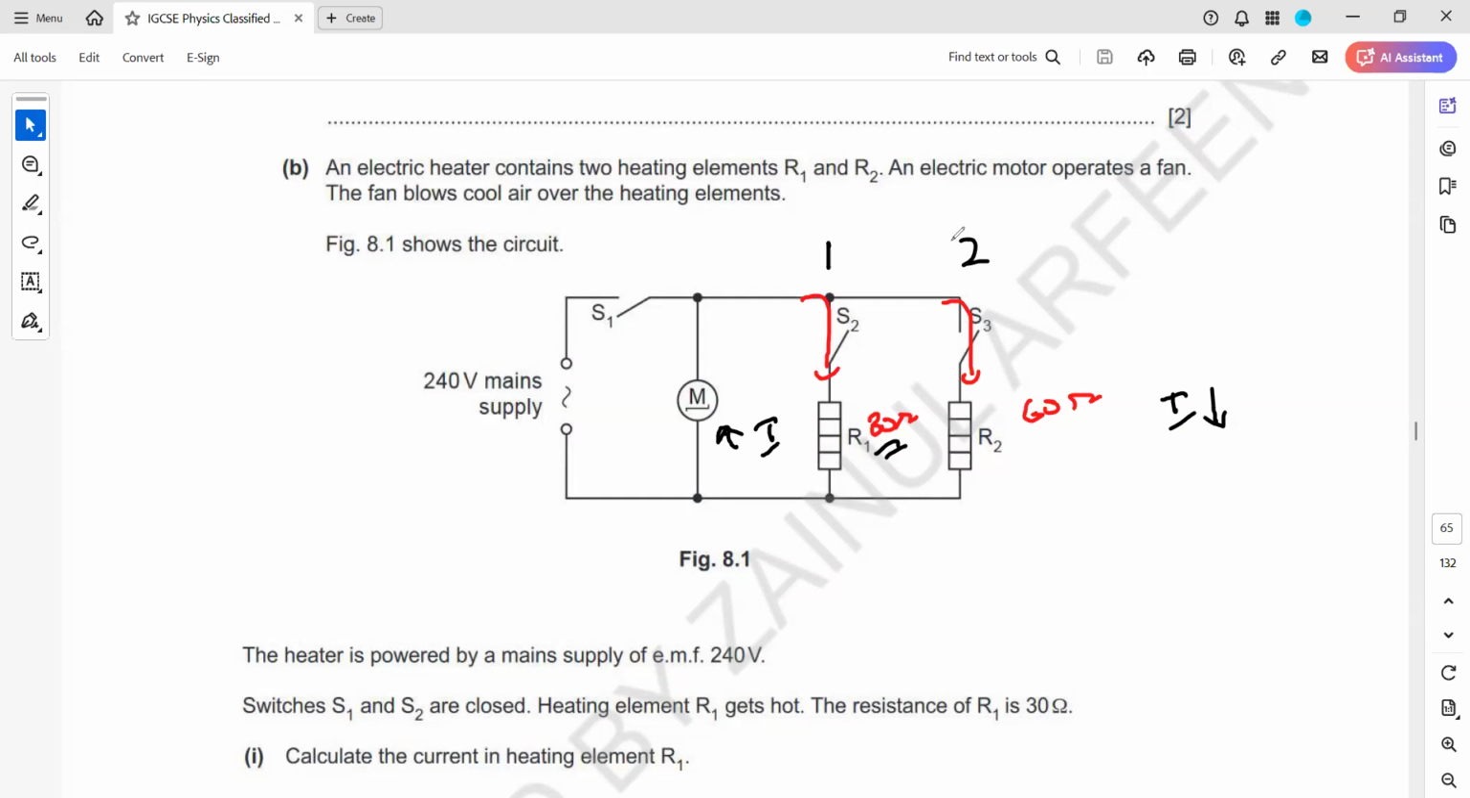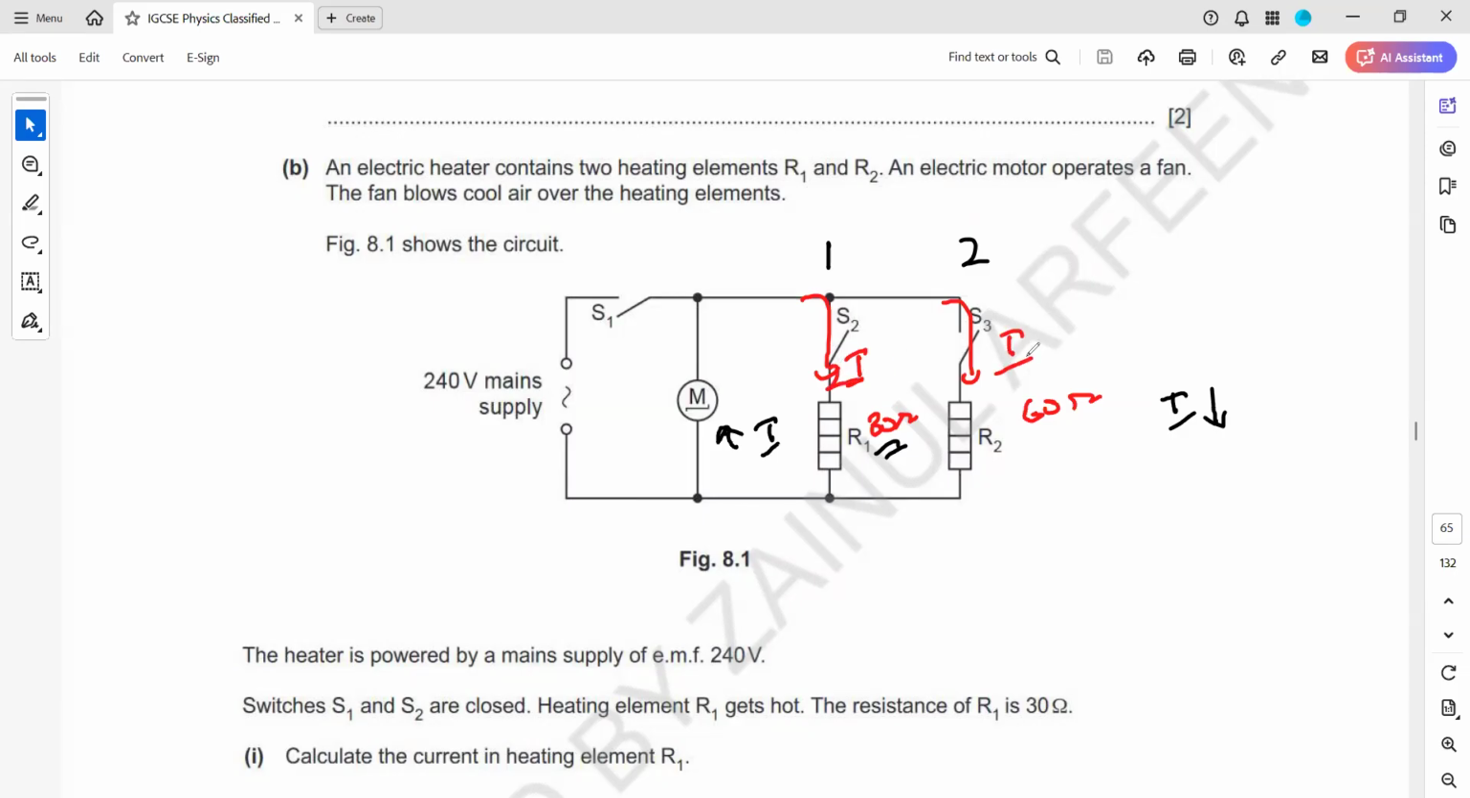It's not necessary, but you can see in the figure that one resistor is 30 ohm, another one is 60 ohm. So if I compare, the current is always inverse of resistance. If the ratio of the resistance is 1:2, what will be the ratio of the current? 2:1, which means the current in R1 will be twice as compared to the current in R2.